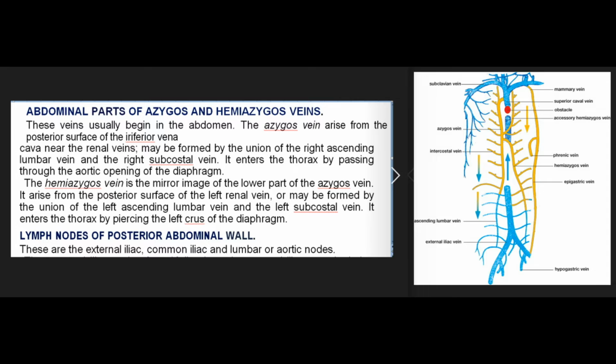The hemiazygos vein is the mirror image of the lower part of the azygos vein. It arises from the posterior surface of the left renal vein, or may be formed by the union of the left ascending lumbar vein and the left subcostal vein. It enters the thorax by piercing the left crus of the diaphragm.